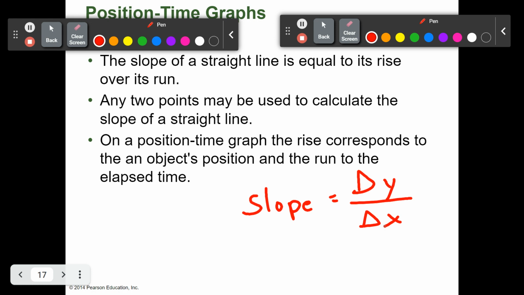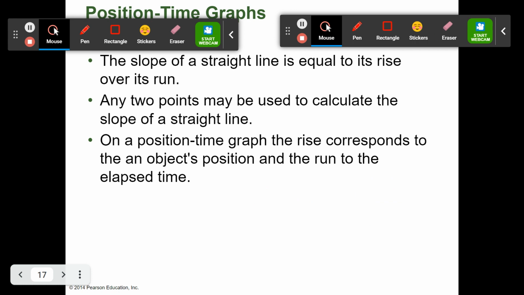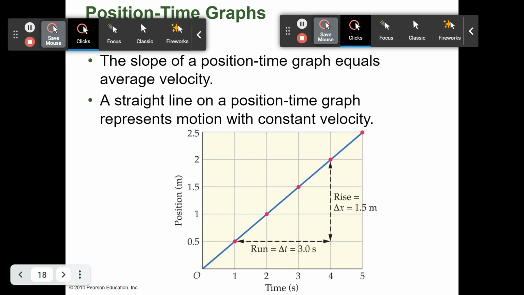So on an object's position versus time graph, the rise corresponds to the position and the run corresponds to the time. So there's nothing really new on this particular slide that you'll need to write down, as long as you know how to find slope, which I'm going to assume at this stage in your life, you do. But if you don't, it's change in y over change in x. And this is just showing you an example of that, okay?